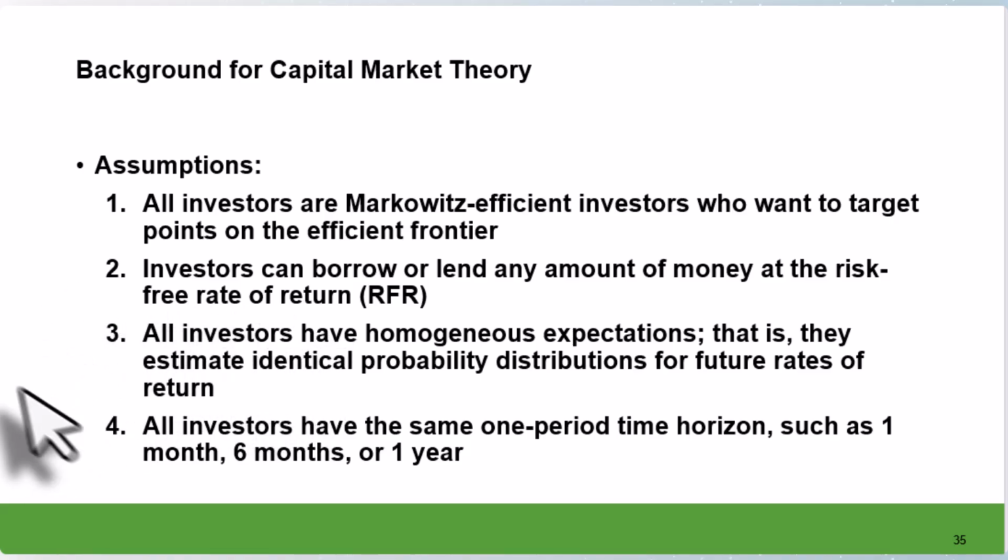Three, all investors have homogeneous expectations. That is, we all see the exact same data and we all have the exact same opinion. Again, we all see the same data, but as individuals, we do not act in a homogeneous nature, that is, everybody acting the same way. And then finally, all investors have the same one-period model. So whatever your period is, one month, six months, one year, everybody acts on a concept of a one-period model.